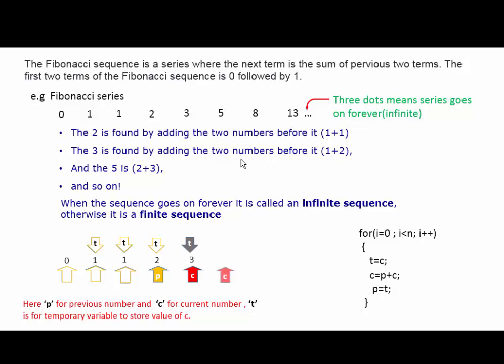So the value of c is assigned to t. So 2 plus 3 is equal to 5 and p is 3 because the value of t is assigned to p. Then c is 5 and t is also 5. So 3 plus 5 is 8. Then p is 5 and t is 8, and so on. This is the simple way to understand the Fibonacci series using a for loop.